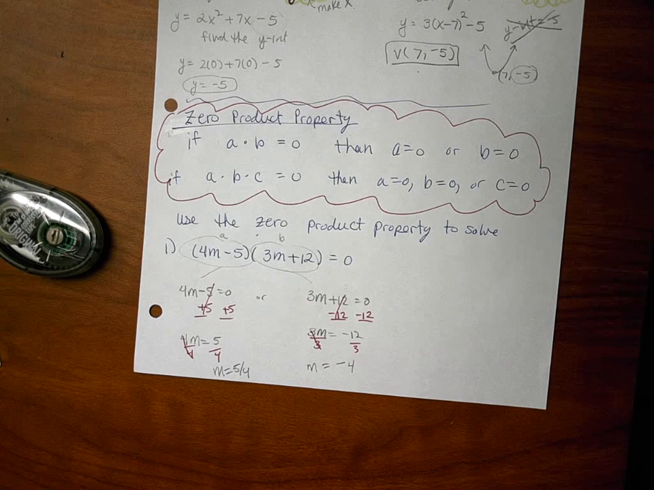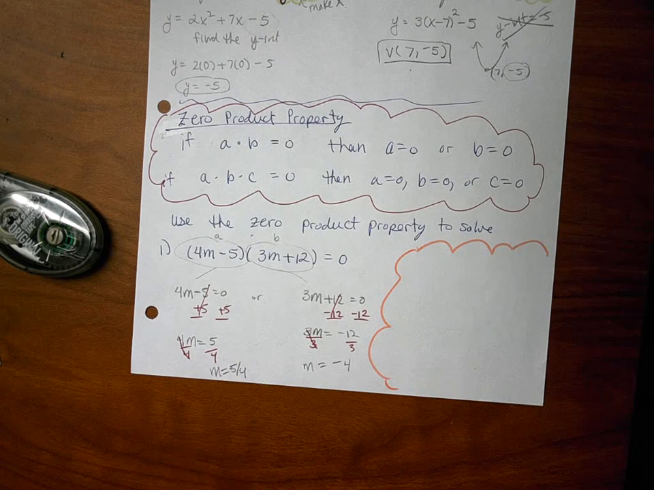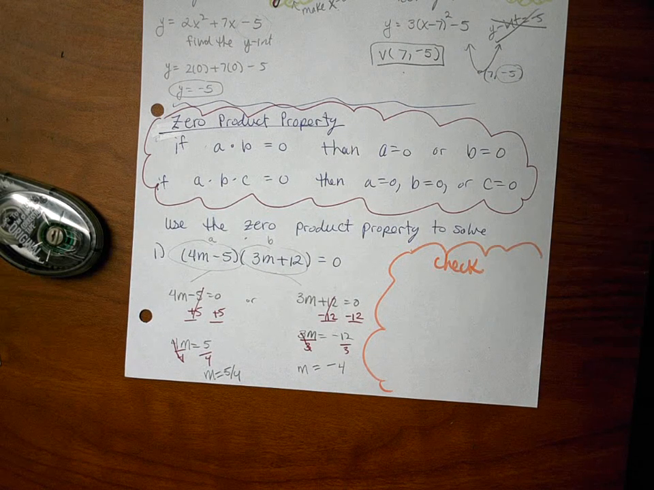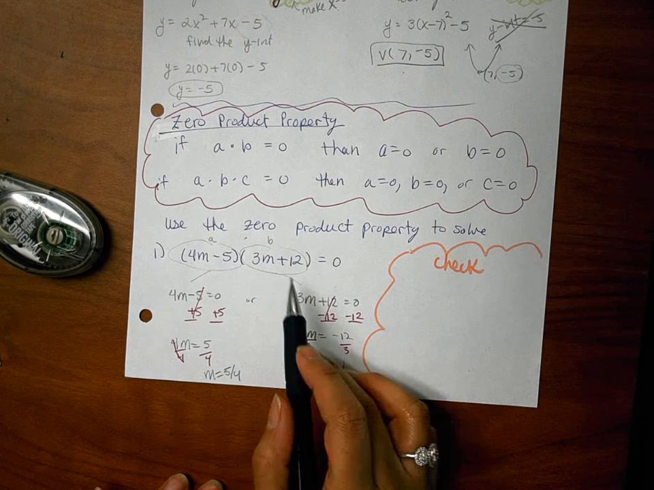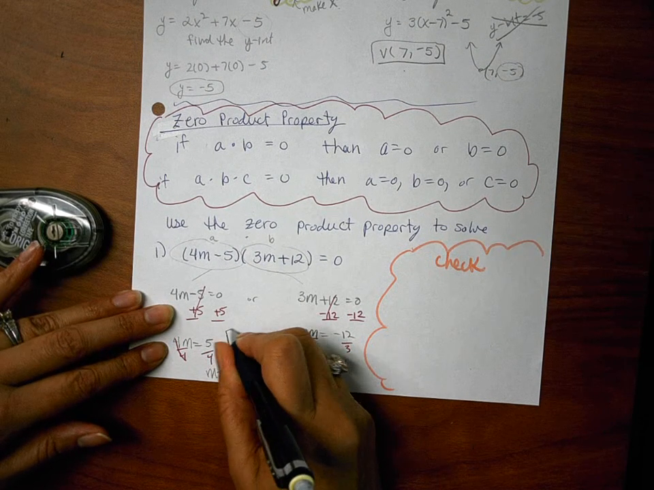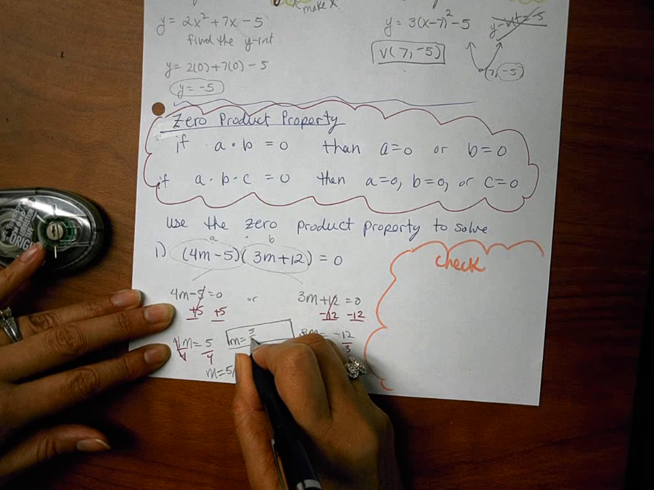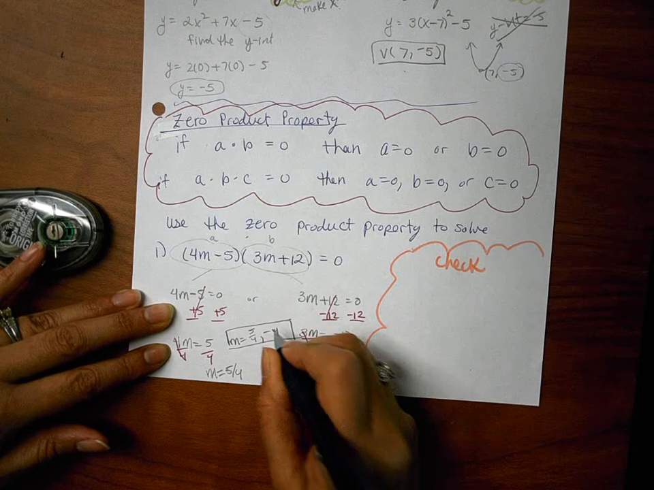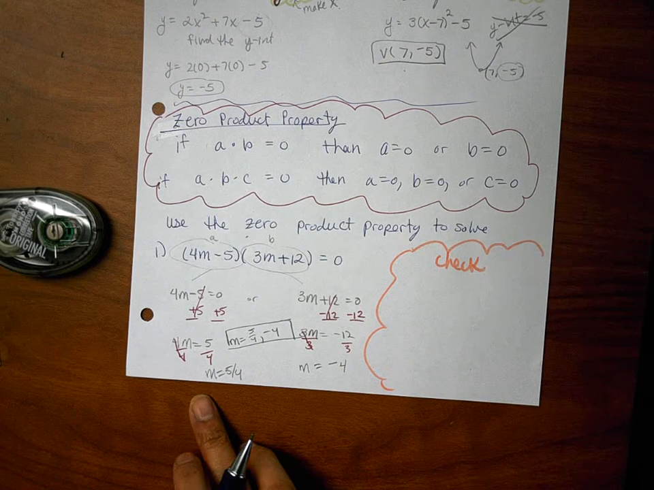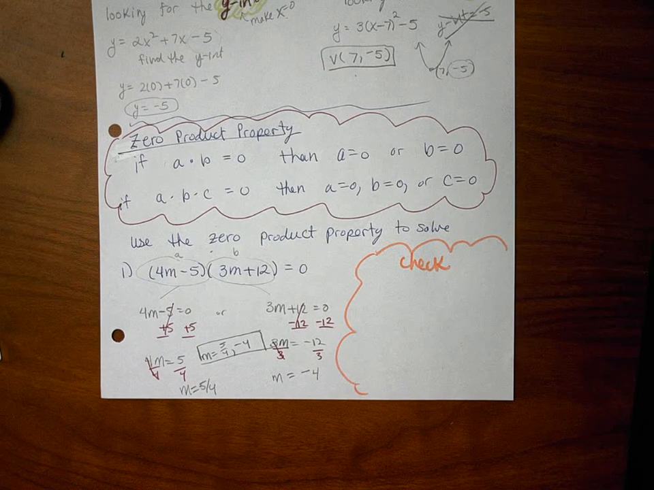So when we get into class, we're going to do some check work here. The check work is checking these answers to verify that they really do work. So how would you write this as your solution? I'm running out of room, so I'm going to squeeze it right in here. M equals 5/4, comma, negative 4. Do not put parentheses around it because that means it's an ordered pair. This is not. These are two separate m values, not an x comma y value. All right, we'll check that in class.